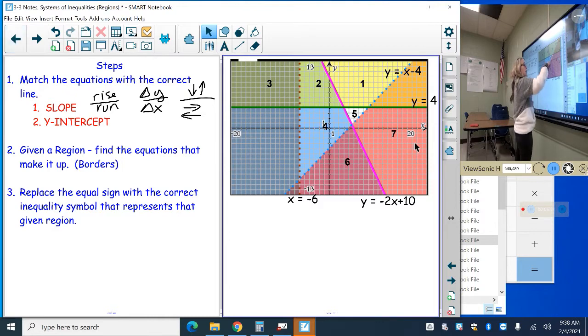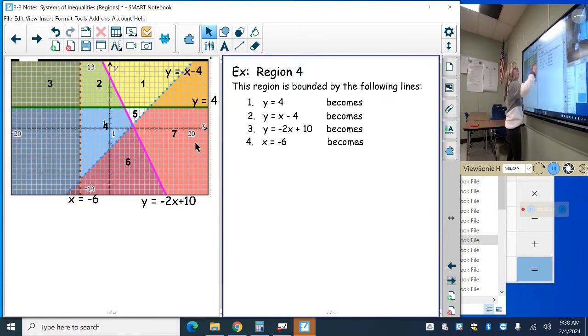So the blue dotted line is a border, the pink line is a border, the green line is a border, and the red dotted line is a border. So all 4 lines make up region 4 right here in the middle. Once I find that out, I'm going to write all those equations down, which is what I did over here. I wrote all of the equations down.